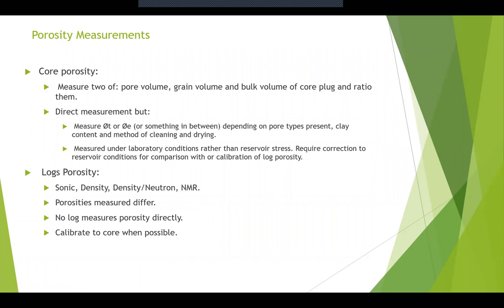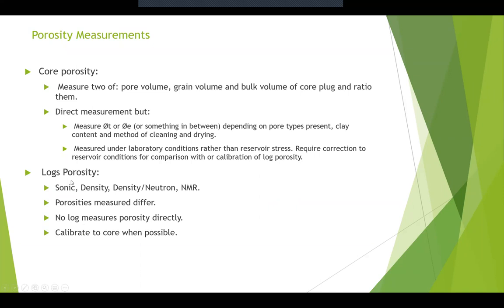So you need to make sure what kind of porosity you have from core, total or effective, for your log calibration. Because if you use total porosity to calibrate the effective porosity from logs, it will not be correct, and if you use effective to calibrate total, it will not be correct either. So be careful about what type of porosity you got from core to calibrate your logs.